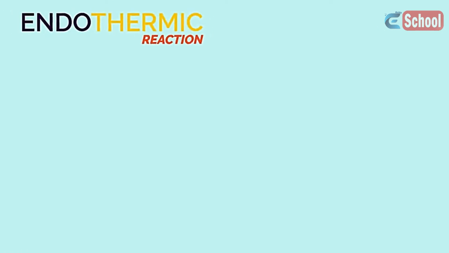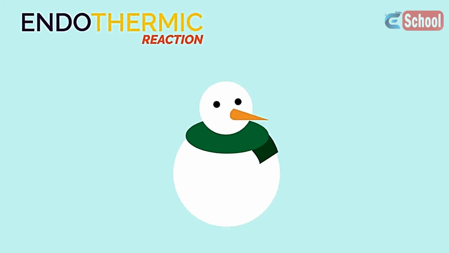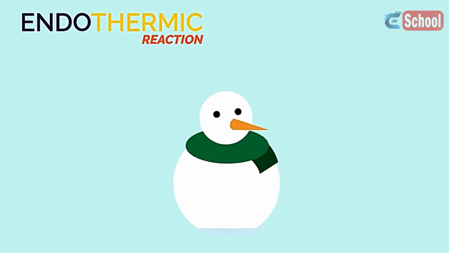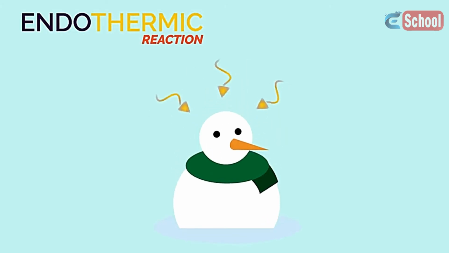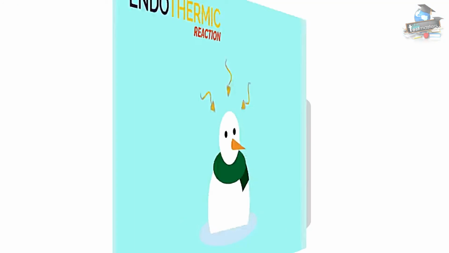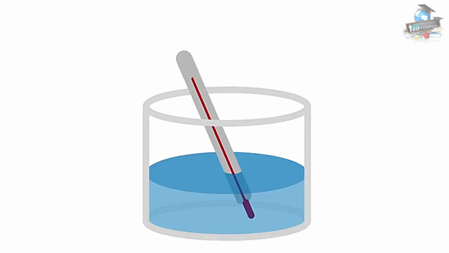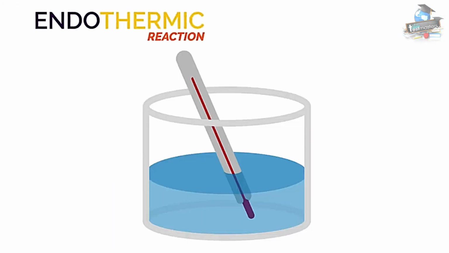Now let's have a look at endothermic reactions. These are less common. Remember that endothermic reactions take in energy from the surroundings. Again, as with exothermic reactions, the energy being transferred is usually heat. So in endothermic reactions, the surroundings usually get colder. Again, we can detect endothermic reactions with a thermometer because the temperature would get colder.